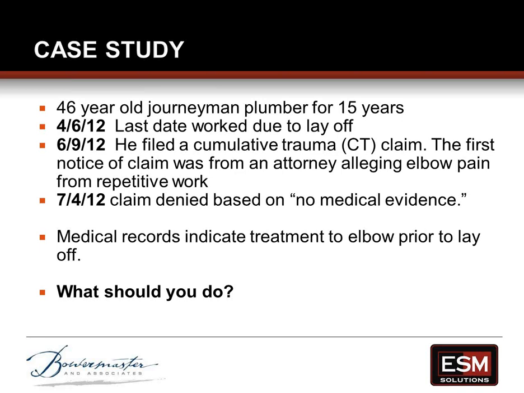On June 9th, he files a claim, a cumulative trauma, or CT, claim. The first notice of claim comes from an attorney alleging an elbow injury from repetitive work. On July 4th, the claim is denied because there was no medical evidence to support this injury. We do know that there were some medical records that were found that did indicate there was treatment prior to the layoff for his elbow. So what should you do? Well, as I mentioned, there are many things that could be assumed from the facts of this case. Which ones are correct?